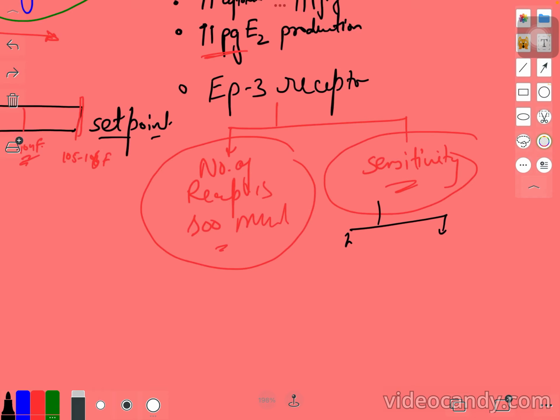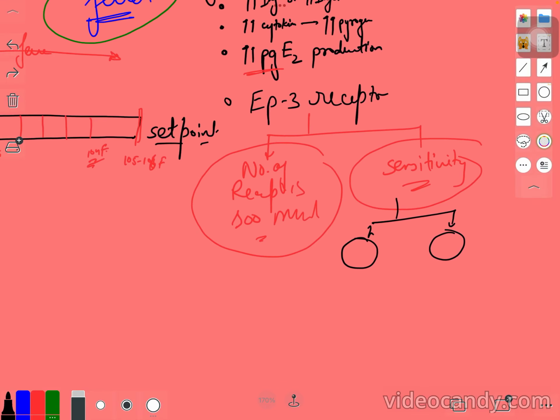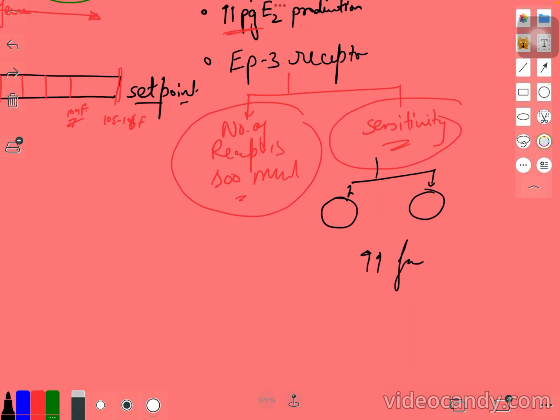Sensitivity can be of two types. Even if the number of receptors is large, all of them may be completely sensitive to the pyrogens, or some are not: out of 100, maybe 20 are extremely sensitive and the rest only vaguely. So overall what happens is high fever but fewer systemic side effects.